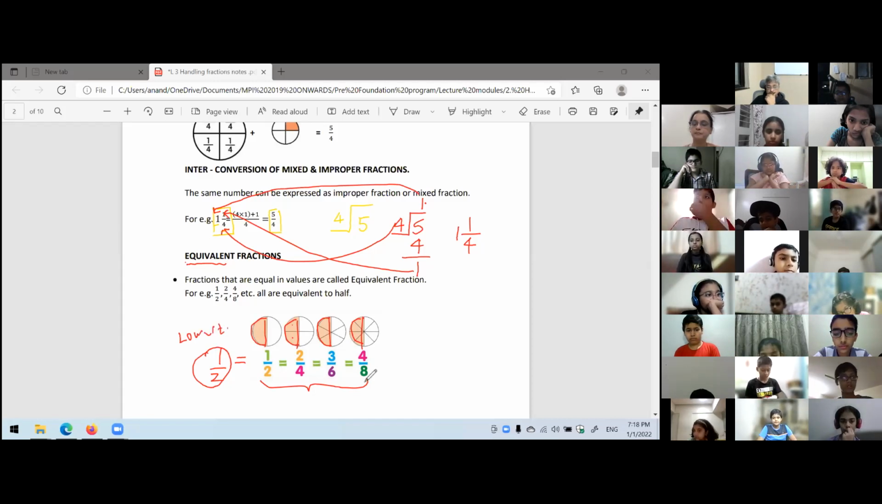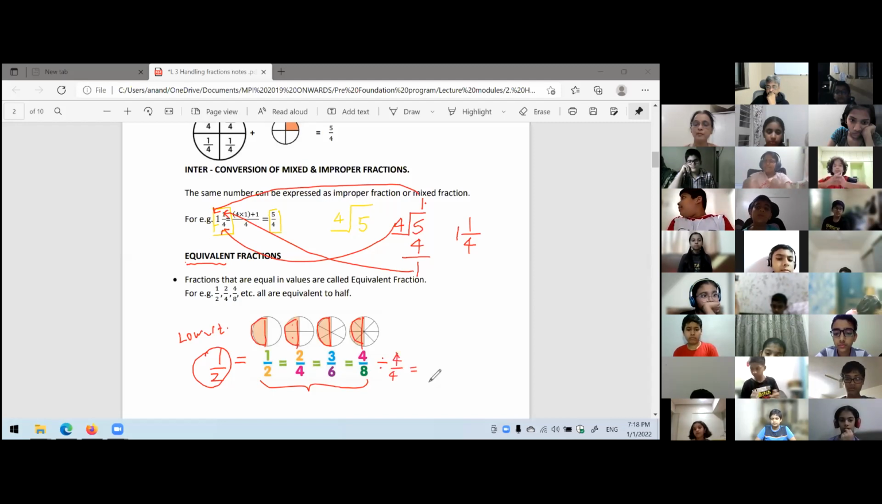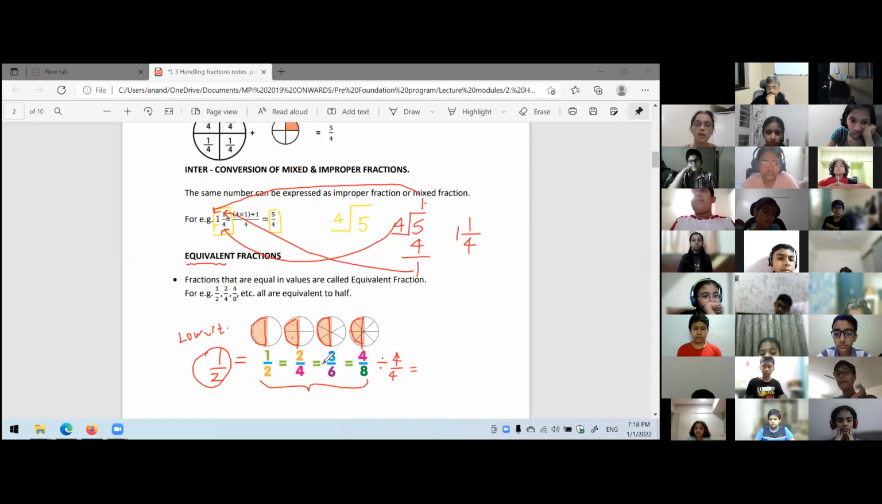If I write it as 4 upon 8, I can divide both the numerator and denominator by 4 and I will get 1 upon 2. If I write 3 by 6, I can divide both numerator and denominator by 3 and bring it to the lower form. But 1 upon 2 is the smallest form of it. So this is called the lowest form of the fraction.